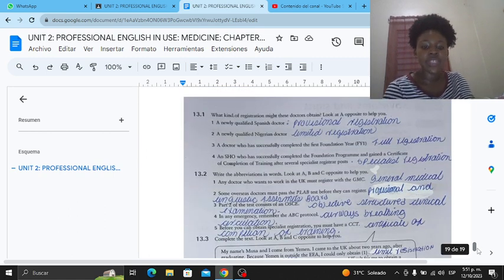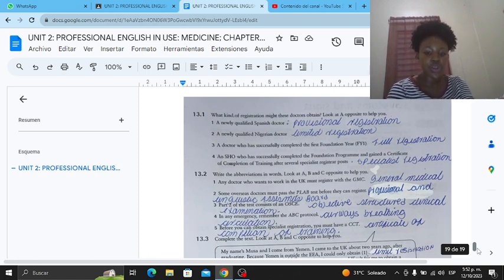What kind of registration should these doctors obtain? Look at each option to help you. 1. A newly qualified Spanish doctor: provisional registration. 2. A newly qualified non-EEA doctor: limited registration. 3. A doctor who has successfully completed the first foundation year, FY1: full registration. 4. An SHO who has successfully completed the foundation program and gained a Certificate of Completion of Training: full registration plus specialty registration.